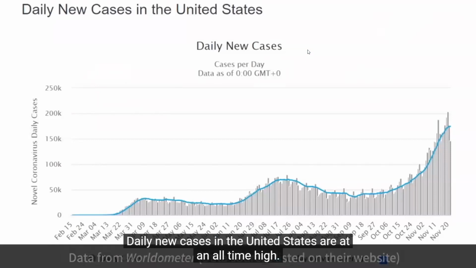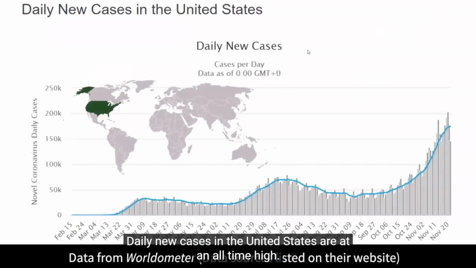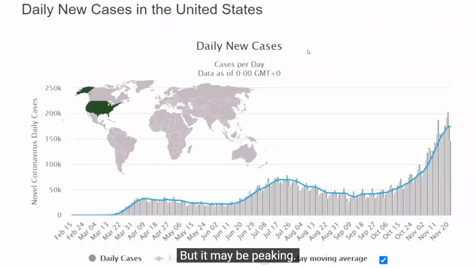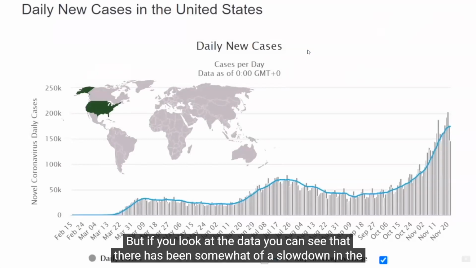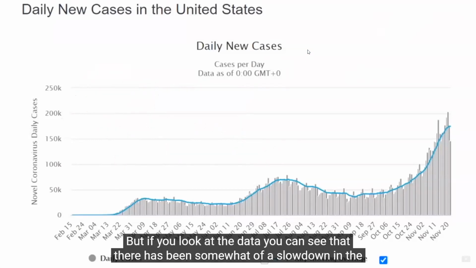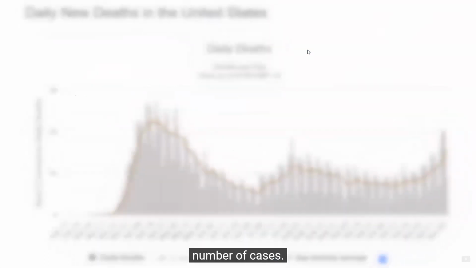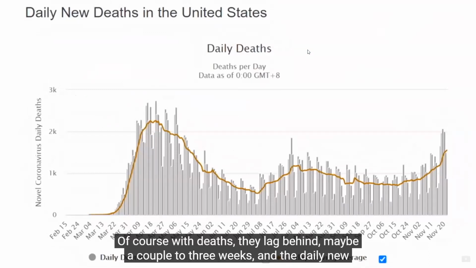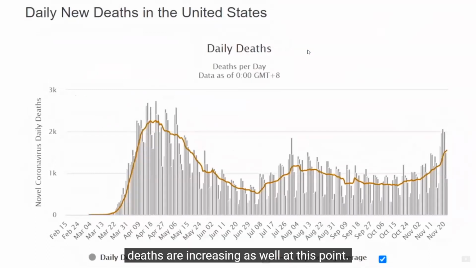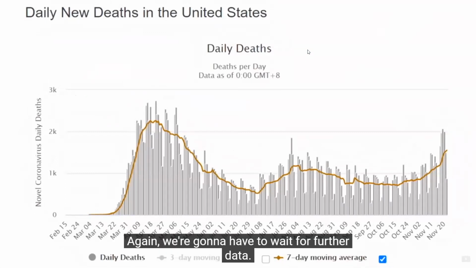Daily new cases in the United States are at an all-time high, but it may be peaking. We don't know. We'll need to get some more data here. But if you look at the data, you can see that there has been somewhat of a slowdown in the number of cases. Of course, with deaths, they lag behind maybe a couple to 3 weeks, and the daily new deaths are increasing as well at this point. Again, we're going to have to wait for further data.